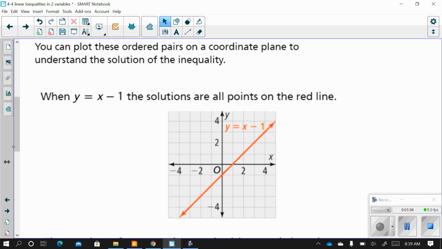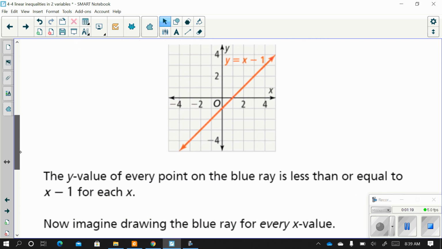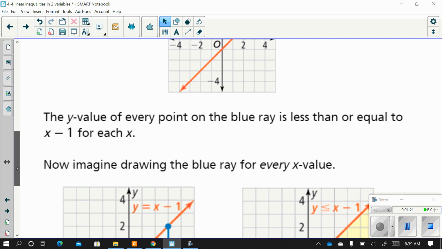Remember, if I had it in slope-intercept form, y equals x minus 1, all the solutions are just the points on the line. So we're good at graphing this. Start at -1, our slope is up 1 over 1, so we get the nice line. However, we want to be less than or equal to this line.